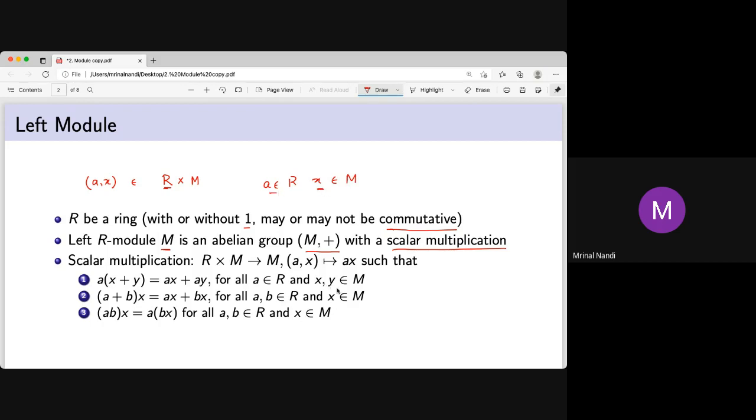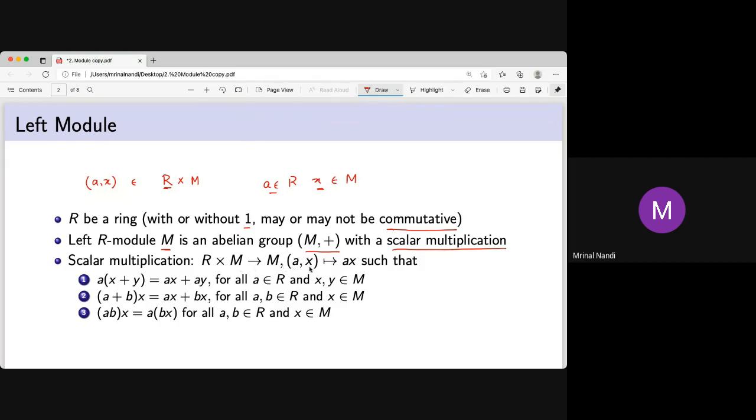It is like a vector space. In a vector space we do the same thing. Instead of a ring R, we take a field, and instead of a module, we take a vector space. So x is a vector from that vector space, and a is the element of the ring or field that we call a scalar. Synonymous: scalar means an element of the ring. So what is scalar multiplication? It is a map from R cross M to M.